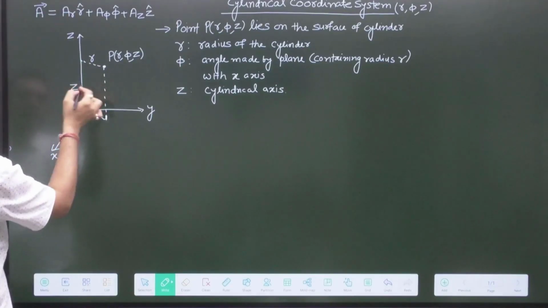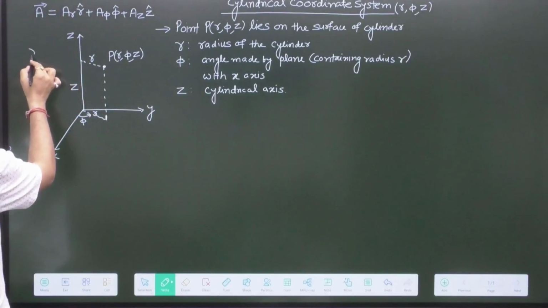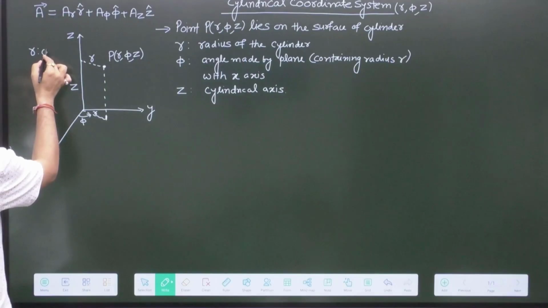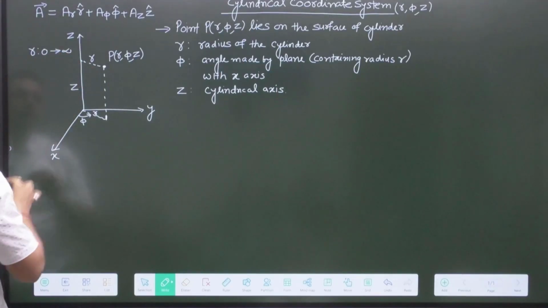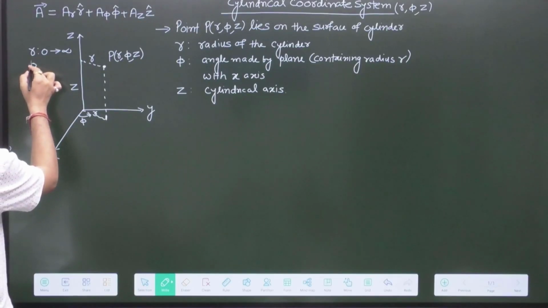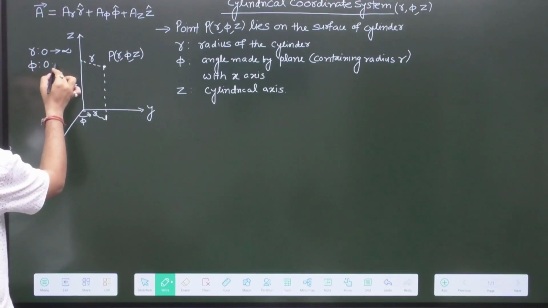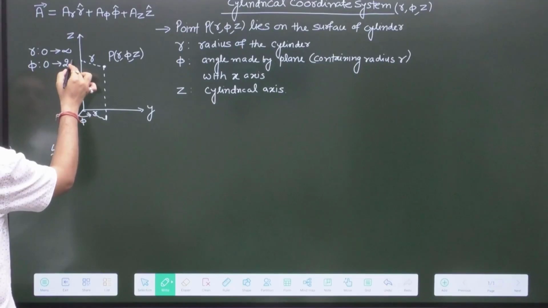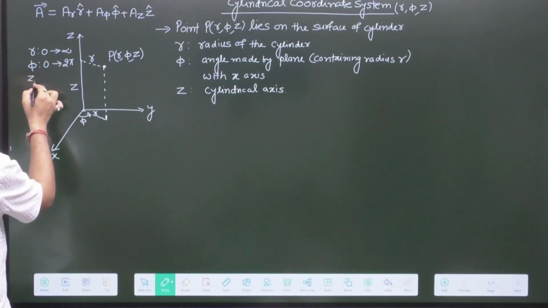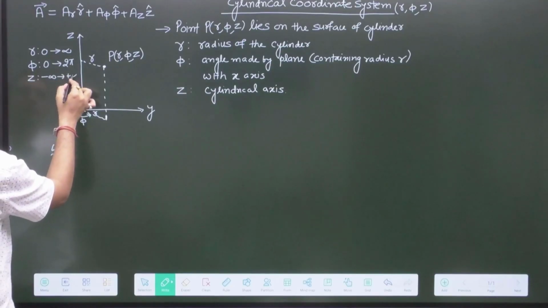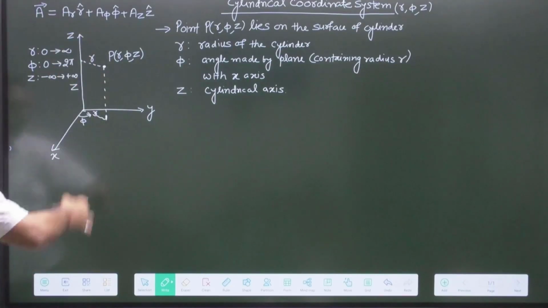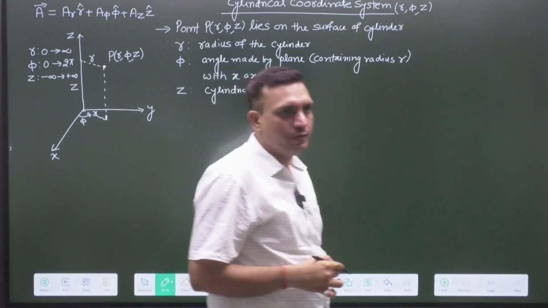Now if you see the limits of r, phi, z: r can vary from 0 to infinity. You can take any radius. Phi will vary from 0 to 2 pi, and z will vary from minus infinity to plus infinity.